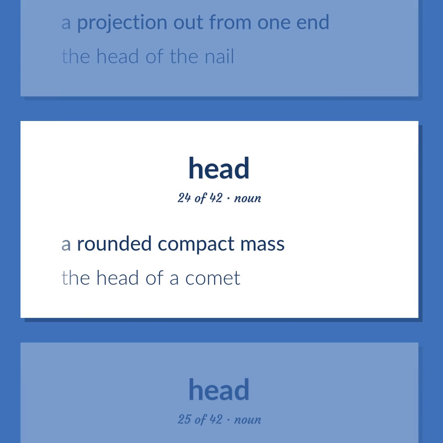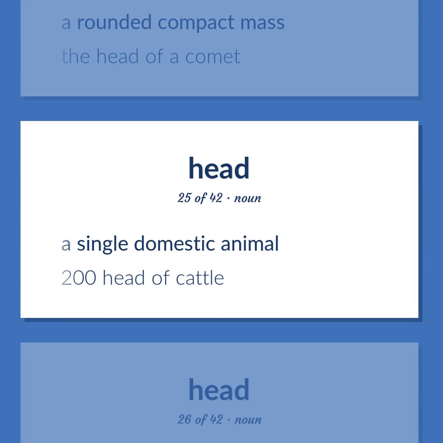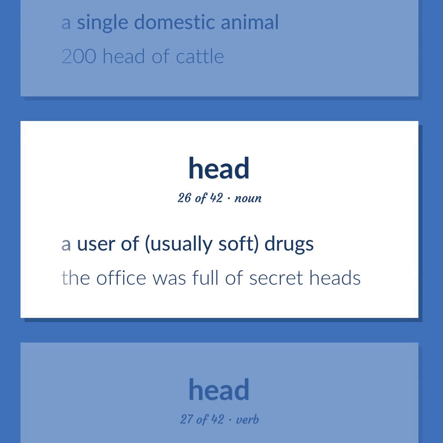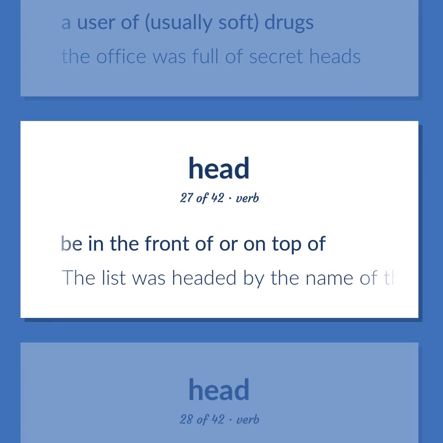A rounded compact mass. The head of a comet. A single domestic animal. 200 head of cattle. A user of, usually soft, drugs. The office was full of secret heads. Be in the front of or on top of. The list was headed by the name of the president.